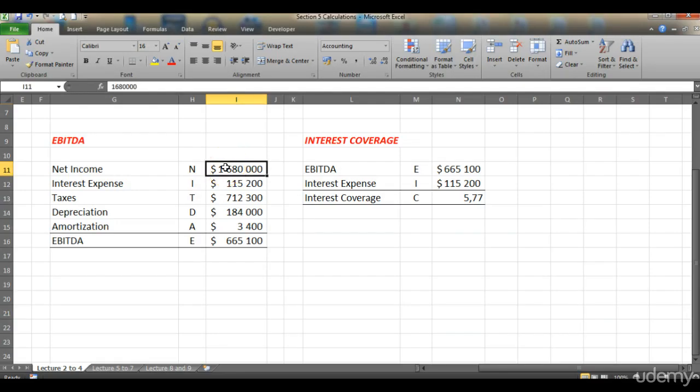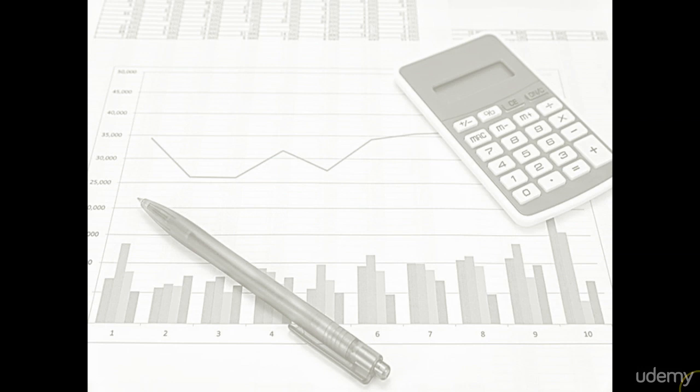Here is the example, which is very simple. Here are all the figures: net income, interest expense, taxes, depreciation, and amortization. And here is the formula for EBITDA: net income minus the sum of interest, taxes, depreciation, and amortization. In this case, $665,100.